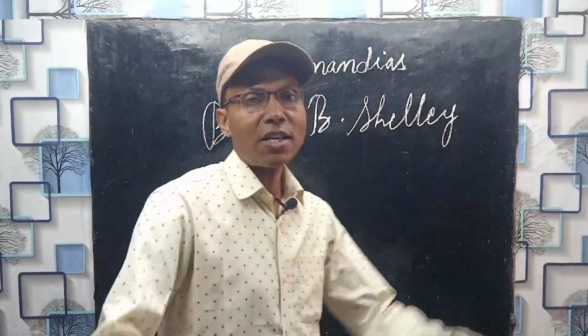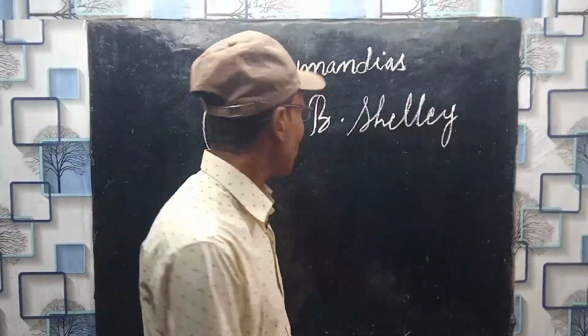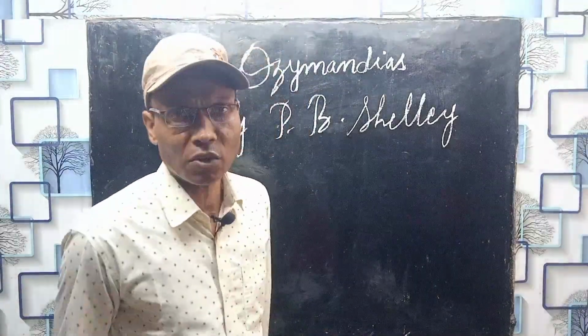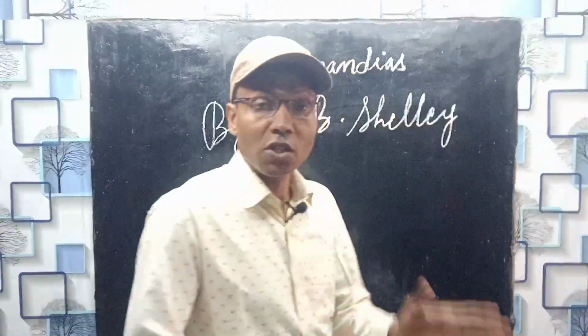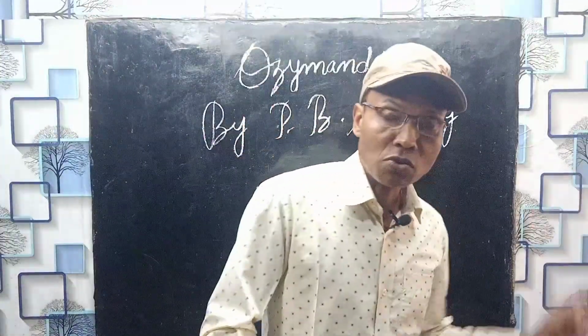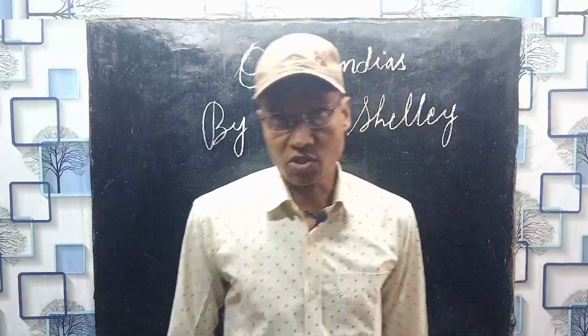Well, students, as you know, it is a sonnet. And what is a sonnet? We'll discuss. Roughly, I can say it is a poem composed by P.B. Shelley, and if you count the number of lines, you will find 14 lines.